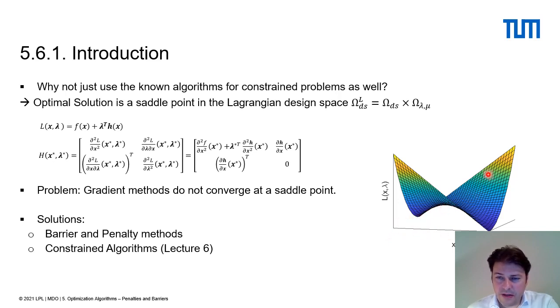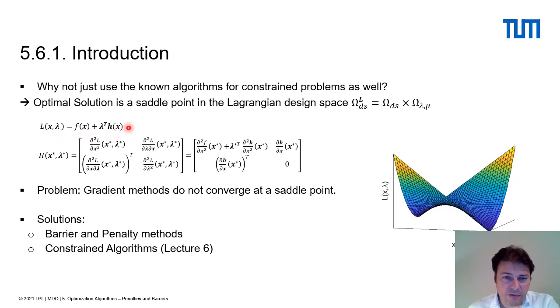And if a gradient-based optimization algorithm would try to converge against the saddle point, it may slightly miss it and then get on a downhill track and would move further downhill and would just miss the optimum. So gradient-based optimization algorithms cannot typically find saddle points. So why do we have saddle points?